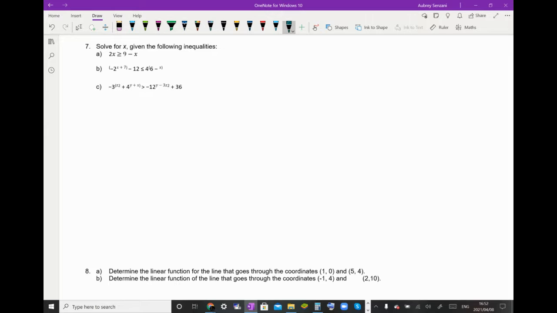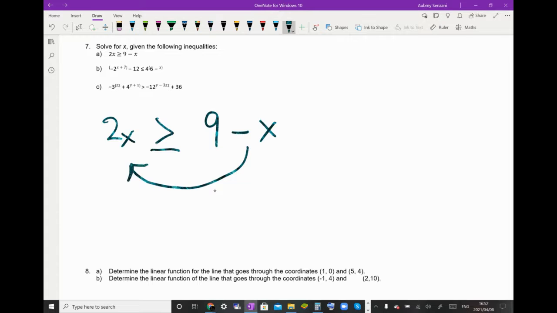Okay, let's see. So this should be 2x is greater than or equal to 9 minus x. Okay, right. So as always, we put like terms together. So this we can quickly just throw over to the other side. It's going to become 2x plus x, which is then obviously going to give you 3x. So we can just make that a 3x there. This is going to then be like that. Then we divide by 3.